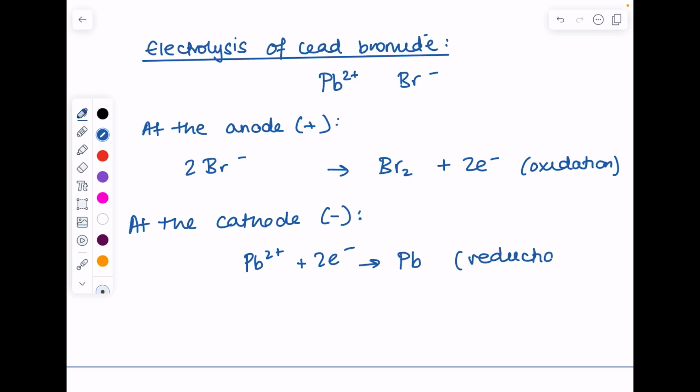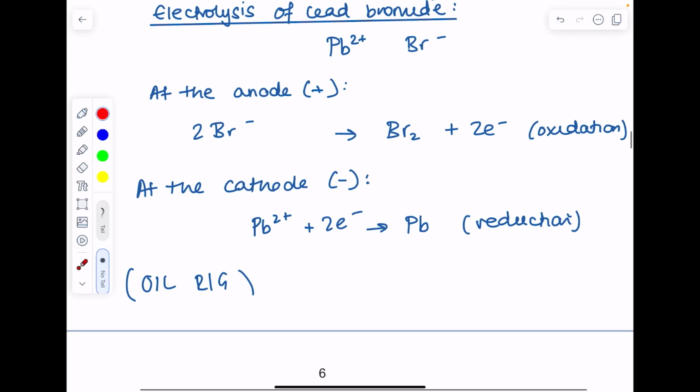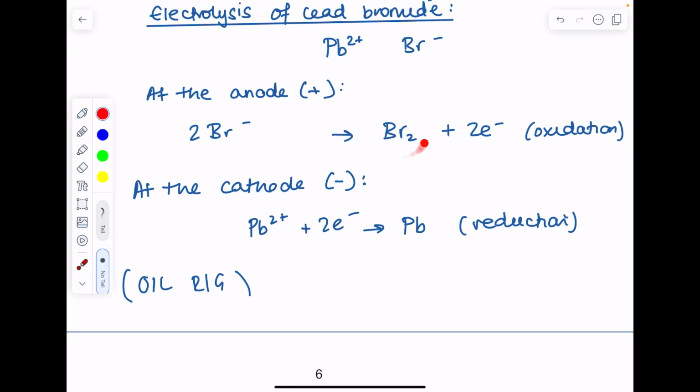So reduction has occurred. Remember the mnemonic OIL RIG. Oxidation is loss of electrons. Reduction is gain of electrons. And don't forget to state observations. With your bromine, you're going to see a brown-orange liquid. With your lead being formed, you'll see a silver-coloured metal.